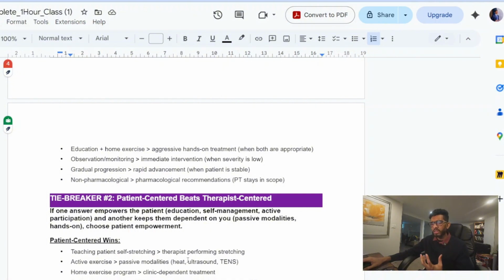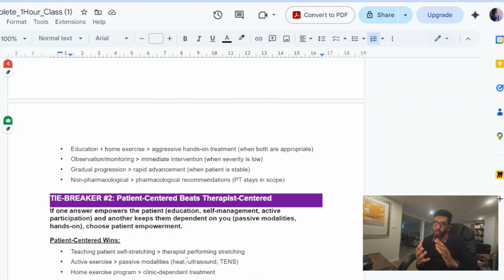Now, another tiebreaker you can use is you always need to look at patient-centered beats therapist-centered. If one answer empowers the patient, through education, self-management, activity participation, and another keeps them dependent on you, like passive modalities or hands-on, you need to choose patient empowerment. A lot of the time, we think that we need to teach them something, we need to dictate our style. No, don't do that.